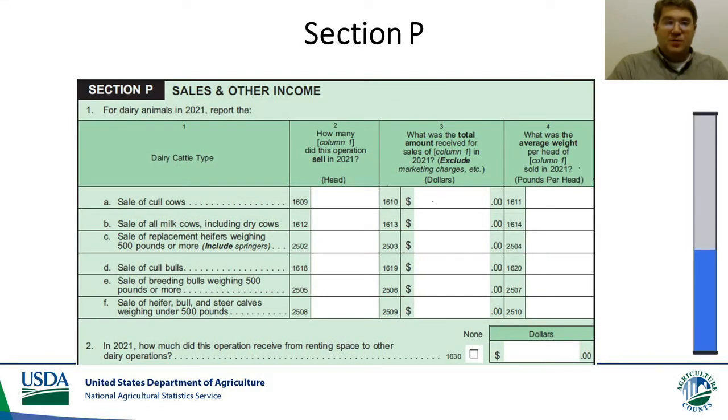Section P has two purposes. The first purpose is to collect information on the marketing pattern of the dairy herd, how they manage their herd by selling breeding stock, calves, and cull animals. The second purpose is to collect data on other income attributed to the dairy operation.